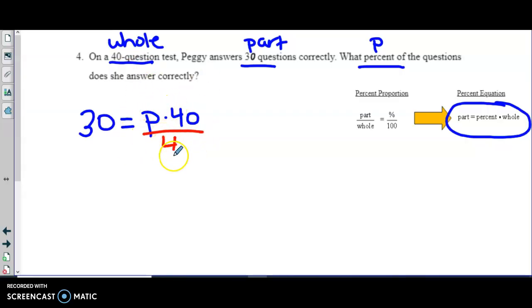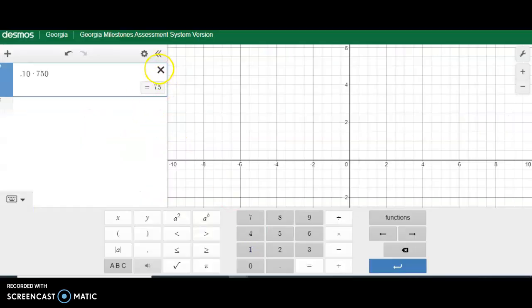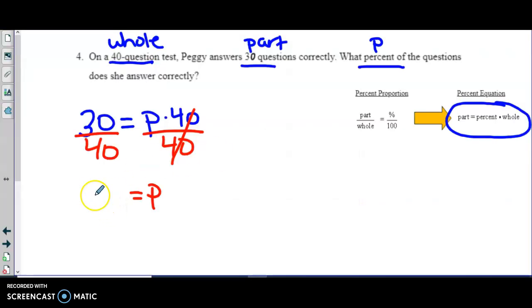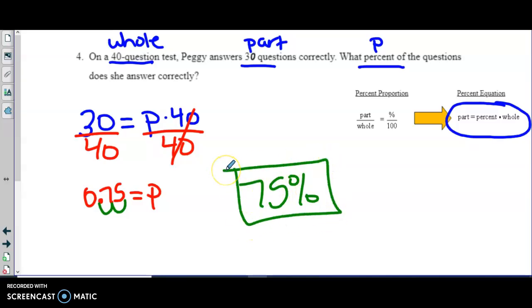We're trying to solve for what percent she answered correct. So we're going to go ahead and divide each side by 40. And then 30 divided by 40. This is going to give me a decimal. 0.75 is my decimal. Now remember, we're trying to figure out what percent. So we don't want to leave our answer as 0.75 because that's a decimal. We want to make sure that we convert that to a percent by moving our decimal 2 times to the right. So she answered 75% of the questions correctly.